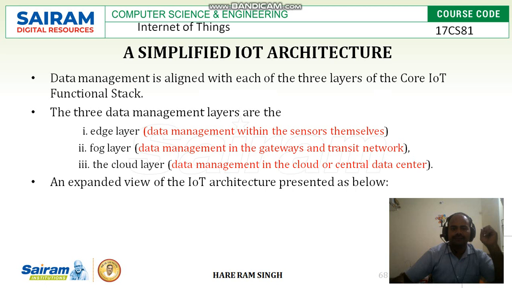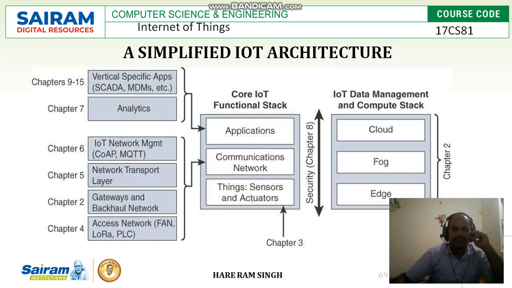Now, an expanded view of the IoT architecture is presented as below. This is the expanded view of the simplified IoT architecture. The IoT data management and compute stack is the same: edge layer, fog layer, and cloud layer. But here the core IoT functional stack is divided into different sublayers. The first layer is things, sensors and actuators. It is not divided; it is a single layer.